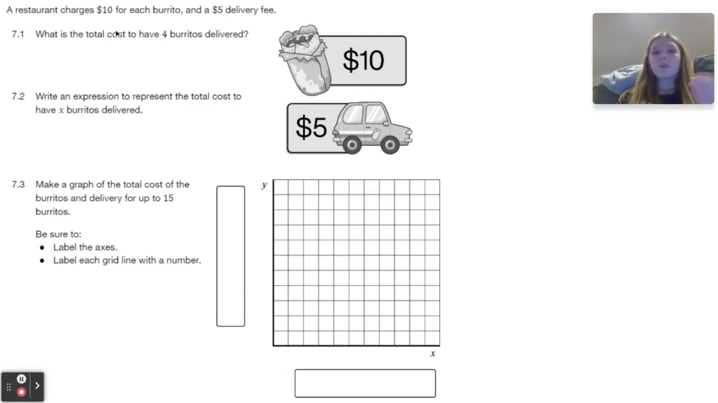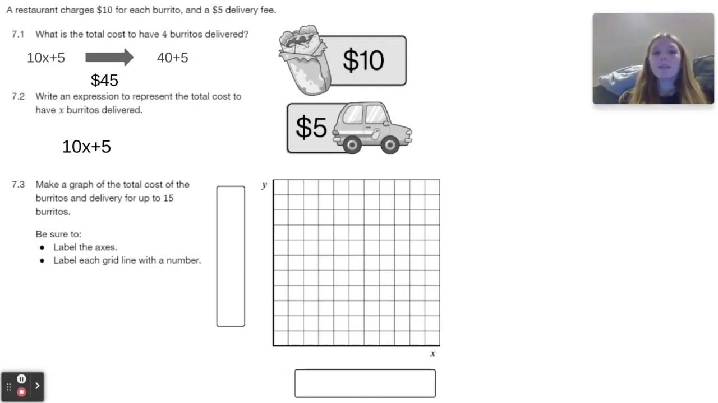So $10 for each burrito. So 10 and x is the amount of burritos and 5 is the flat delivery fee. So now we can solve the first problem. So 10x plus 5. We fill in the 4 burritos for x. So we do 10 times 4 is equal to 40 plus 5. So the total to have 4 burritos delivered would be $45.